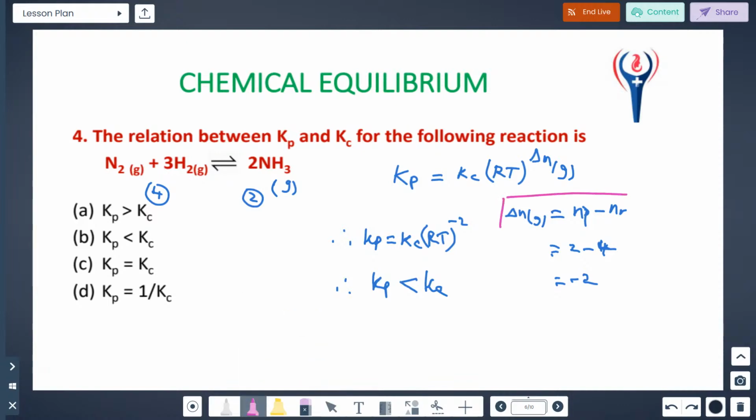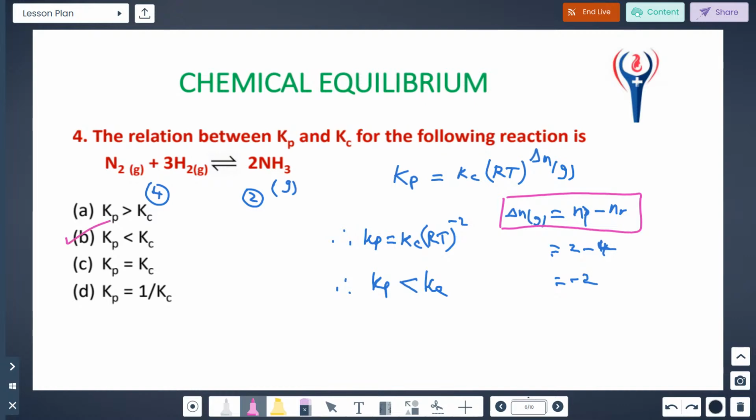Okay, just remember this formula. So Np minus Nr: you find the number of moles of product here, 2, no? Number of moles of reactant is what? 4. 2 minus 4, you get minus 2. So you substitute here. Simply remember, if delta Ng is negative, Kp is always less than Kc. Suppose delta Ng is positive, Kp is always greater than Kc. So option B is the correct one.